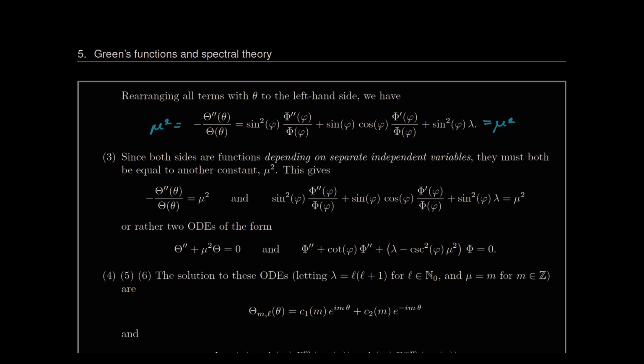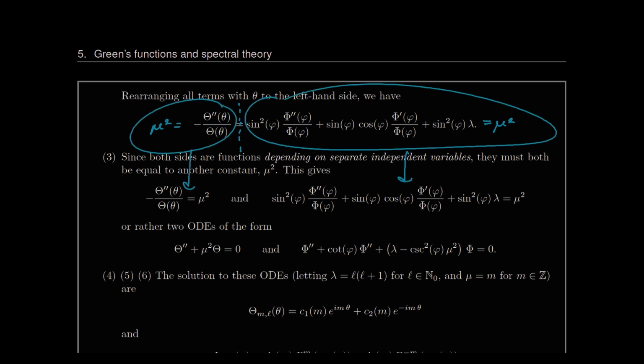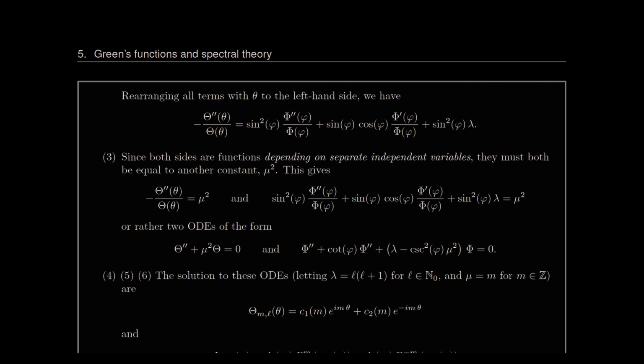So we're just going to separate right down the middle there and look at this mu squared term, and this mu squared term. That's going to give me two separate ODEs, especially if I rearrange them. So the ODE on the left looks like theta double prime plus mu squared theta is 0. And then the ODE on the right looks like phi double prime plus cotangent phi prime, plus lambda, my eigenvalue, minus cosecant squared phi times mu squared, times capital phi is 0.